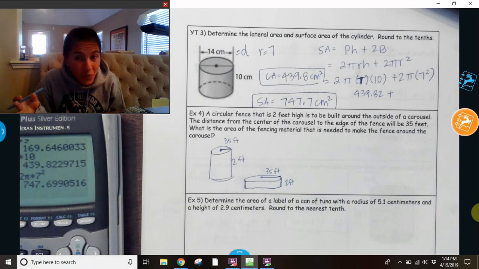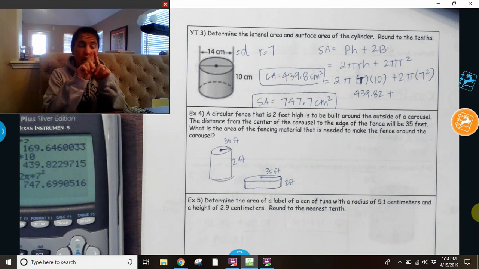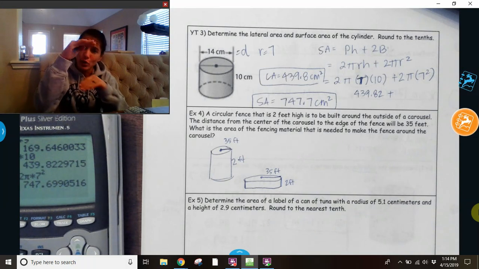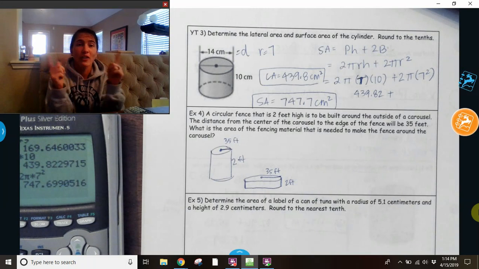Okay. Either way, it's not drawn to scale, and we have our measurements. What is the area of the fencing material that is needed to make the fence around the carousel? So we're talking about just the slats of wood that go around. Are they putting wood at the top or at the bottom? No, they just want the fencing to go around the carousel.